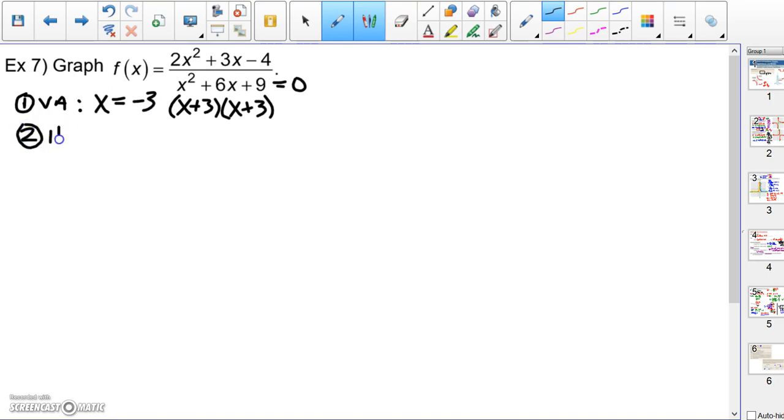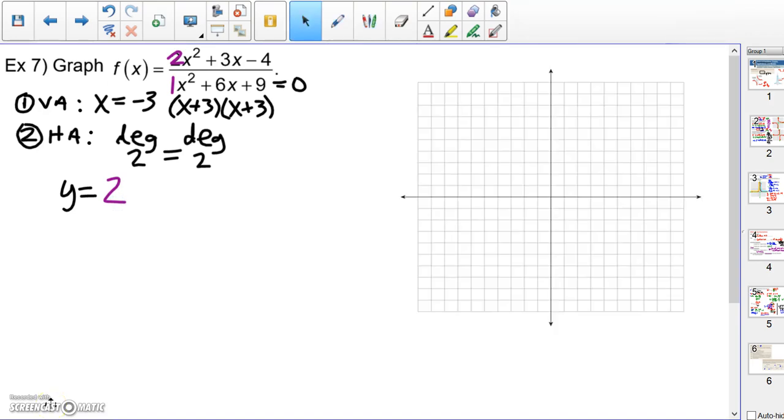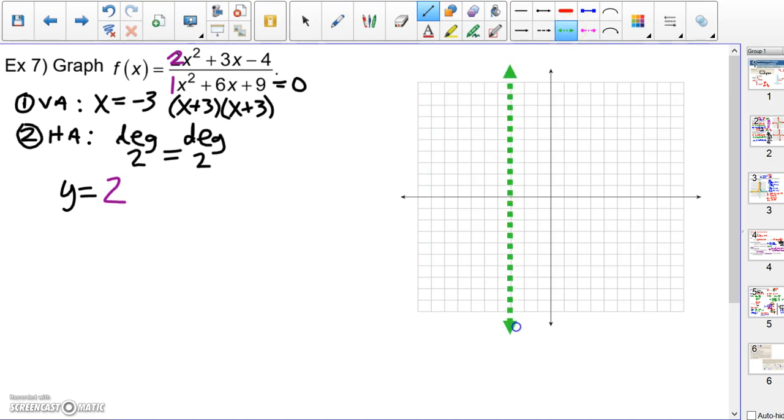Step 2, horizontal asymptote. The degree of the top is 2, and the degree of the bottom is also 2. So if you look at your rules, you have to find the one where it says what happens when the degree of the top is equal to the degree of the bottom. So you've got a horizontal asymptote, and you look at the lead coefficient. So we're going to have the lead coefficient of 2 divided by 1. So there's going to be a horizontal asymptote at y equals 2. So let's go ahead and put those asymptotes in there. Vertical asymptote at x equals -3, and horizontal asymptote at y equals 2.